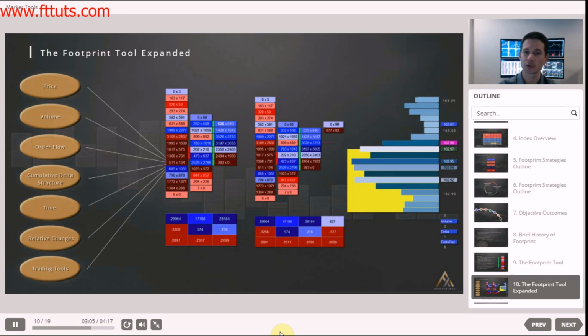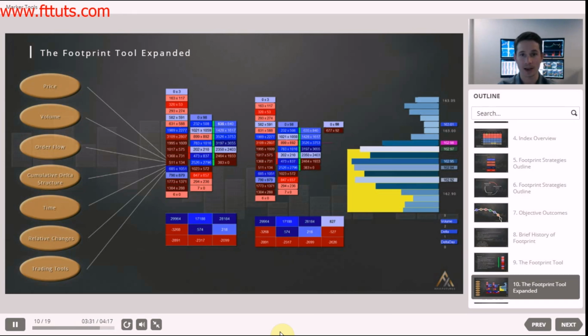Now, the next thing we look at is relative changes within the tool. This is where the tool is highly effective because we can see 2 types of relative change. The first is with regards to the color. You'll see darker and lighter colors. The darker colors simply represent higher amounts of volume being transacted at specific prices, whereas the lighter colors represent lower relative volume.